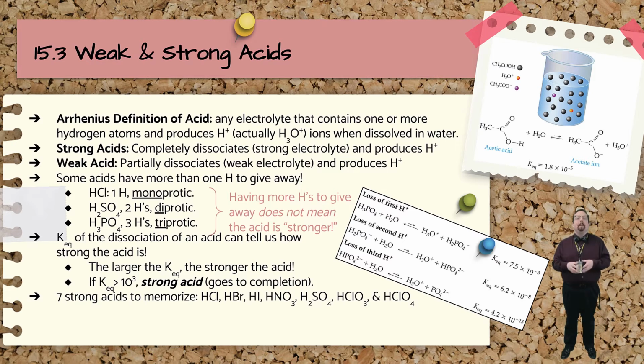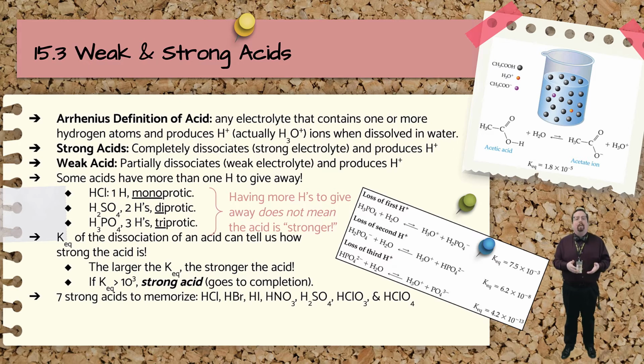It's important to note that having more hydrogens to give doesn't mean that an acid will produce more hydrogens, or that it'll be stronger. If we write the equilibrium constant expression for the H3PO4, each time it loses an H, we see the equilibrium lies further to the left. In other words, it's happy to give up that first hydrogen, but it's a little bit harder for it to give up the second, and even less favorable for it to give up its third hydrogen.